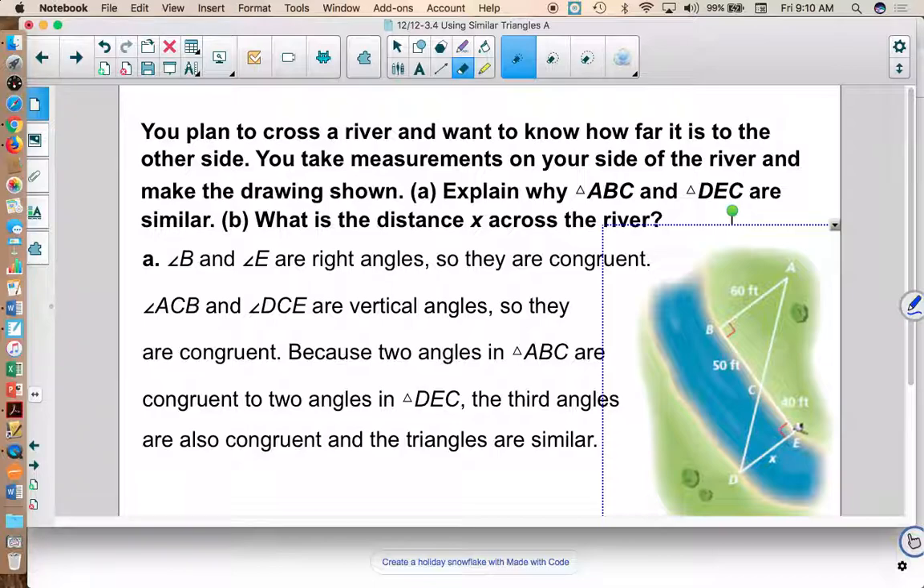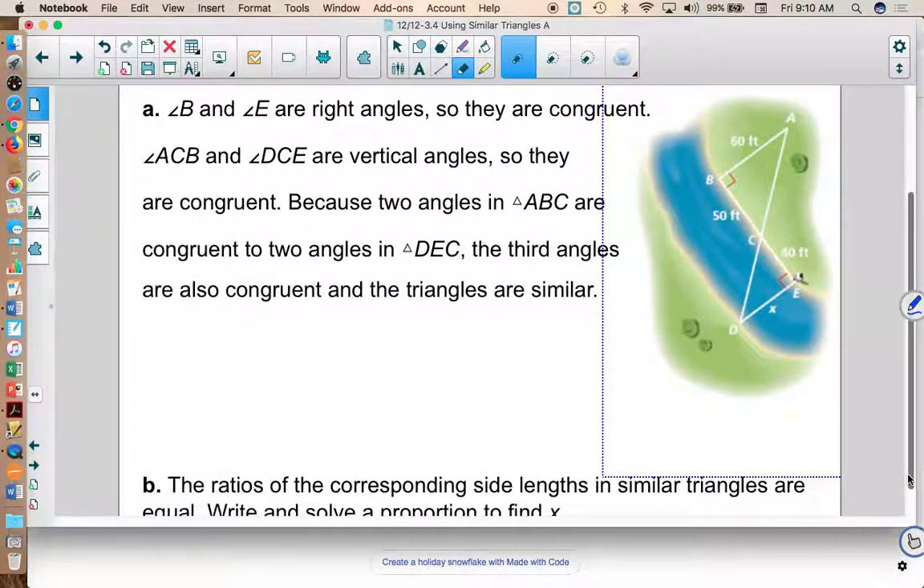Okay? Because the two angles of ABC are congruent to the two angles of DEC, the third angles are also congruent. If you know that these two are the same and these two are the same, then you know they're going to be similar. Okay? Because we've got the same angles.